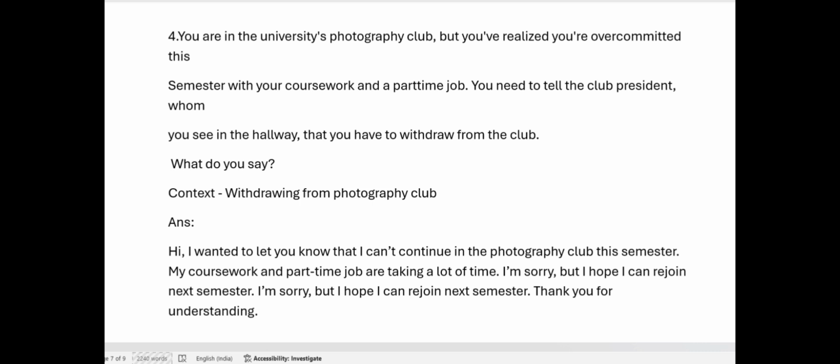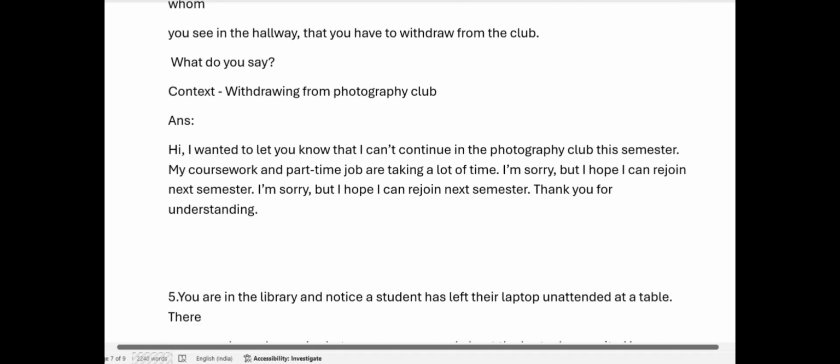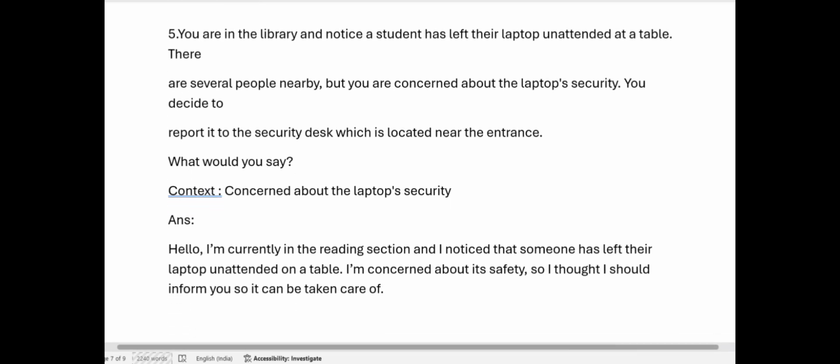Question number 5. You are in the library and notice a student has left their laptop unattended at a table. There are several people nearby, but you are concerned about the laptop security. You decided to report it to the security desk, which is located near the entrance. What would you say? What is the context again? Concerned about the laptop's security.